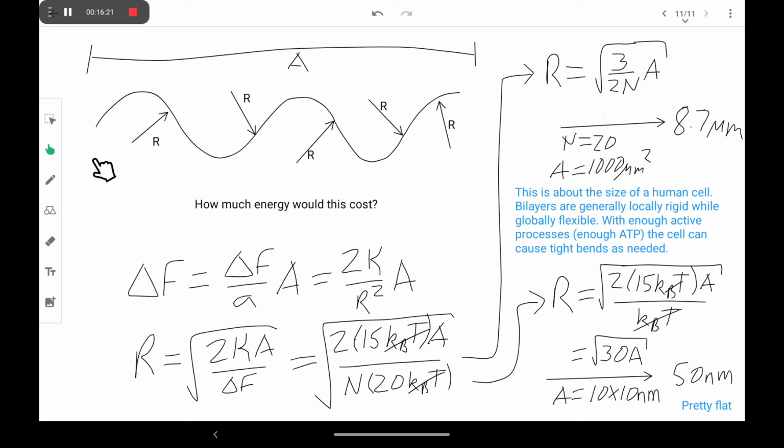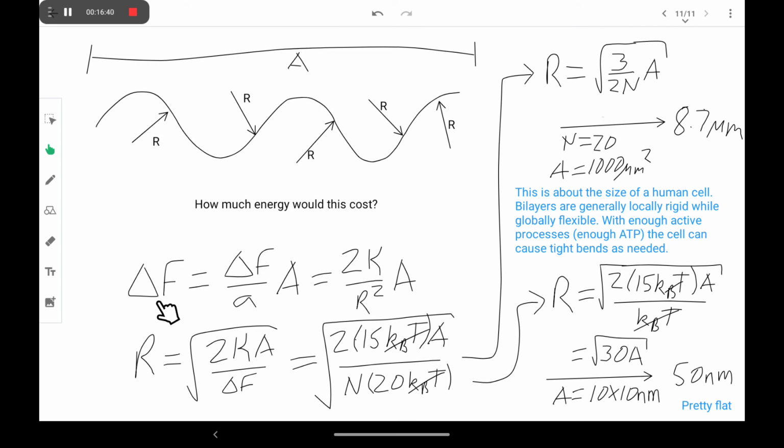So let's make an example. Let's suppose the cell surface is made up of all this waffling effect, and there are all these turns of radius r. We'll have a section that we'll call an area A. How much would it cost to make this structure?